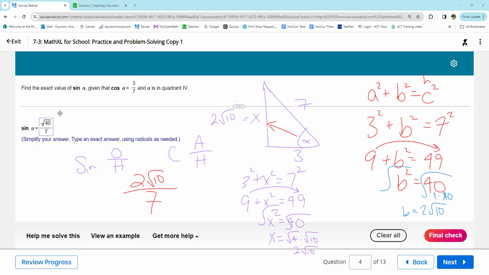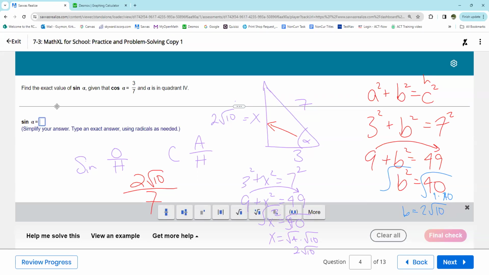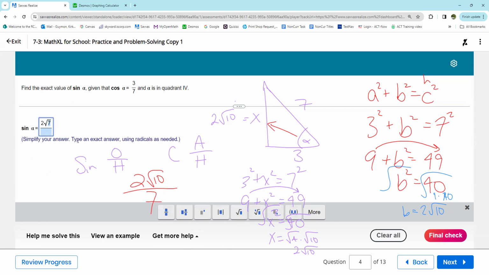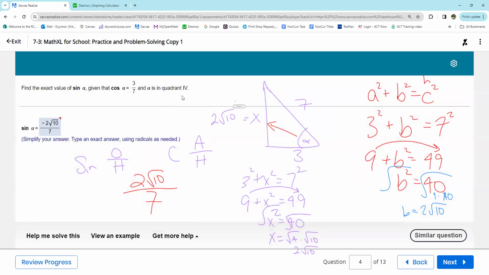The next thing that I would do, and some of you have watched me do this before too, is look at the example, a 2 square root of 10 in the numerator, maybe I did something like that the last time, over the 7. Nope. Your answer, oh, it was a negative. I must not have read the whole original problem. It's in quadrant 4. Oh boy.